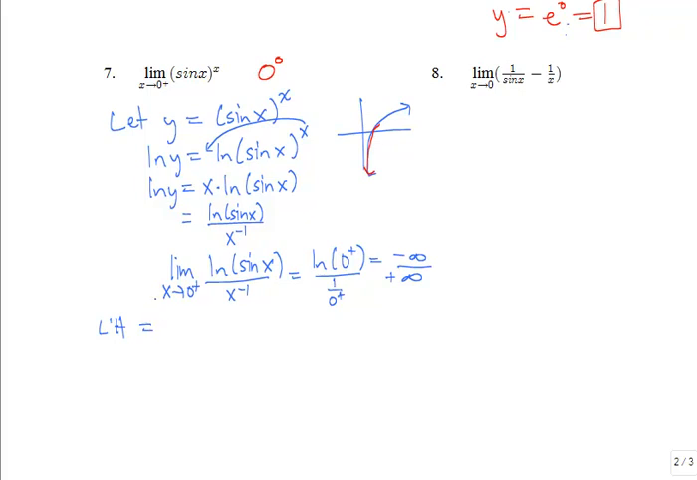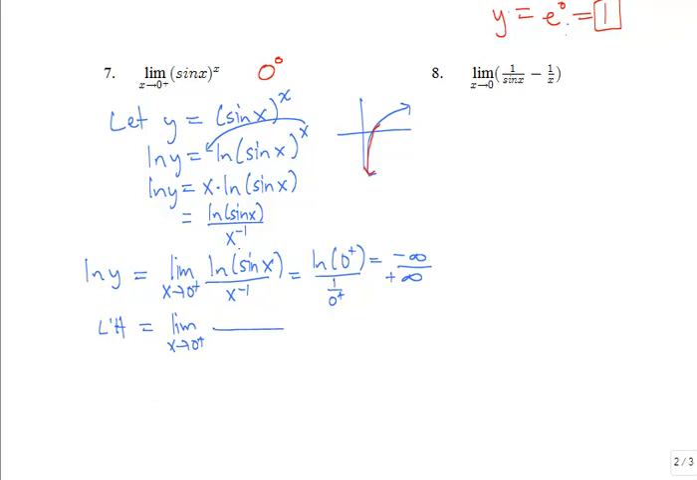So we're going to do that, but I just want to remind you that this limit that we're finding here is not the final answer. This is ln of y, not just y itself. So we need to remember that when we get to the end. So let's apply L'Hopital's rule.